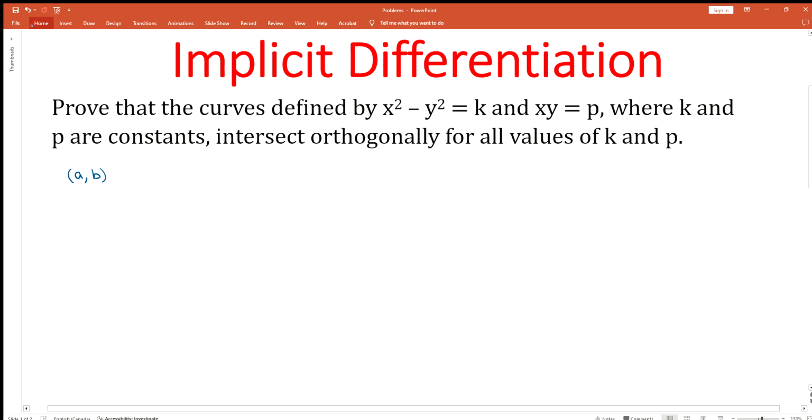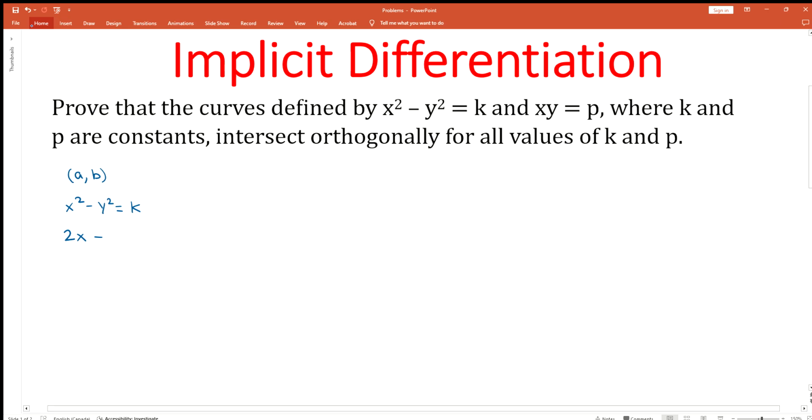Let's start with the first curve, x squared minus y squared equals k. In this equation, k is a constant. We have to find the derivative of this equation with respect to x. Let's start with the first term, x squared. The derivative of x squared with respect to x is 2x as per the power rule. We have to use chain rule to find the derivative of y squared with respect to x. The inner function is y. The outer function is the exponent 2.